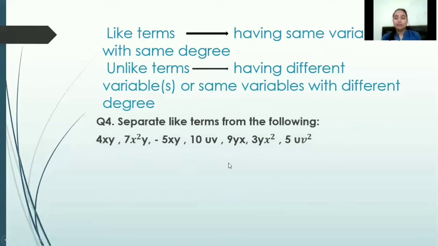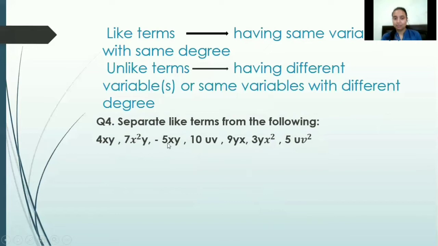Separate like terms from the following. So we have to observe the variables as I said earlier. 4xy, 7x square y, minus 5xy, 10uv, 9yx. Reading the question is very important. 3yx square, minus 5uv square. Now see this, xy. The variables x and y are the same, but the degree of x here is 1 and here is 2. They are not like, they are unlike.